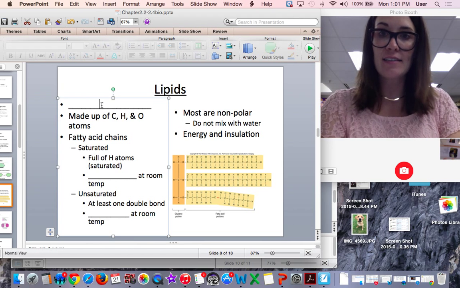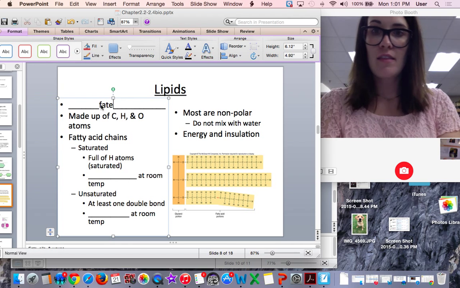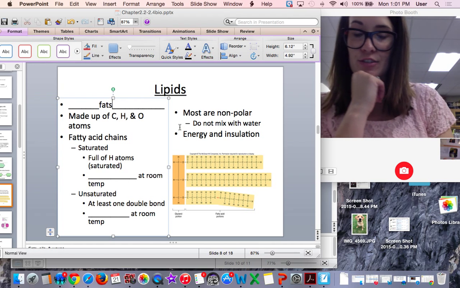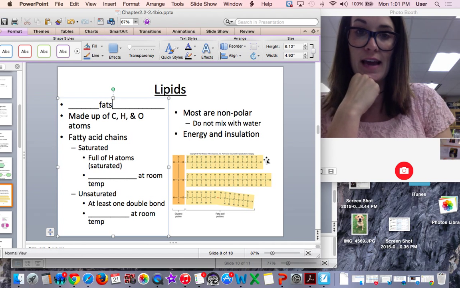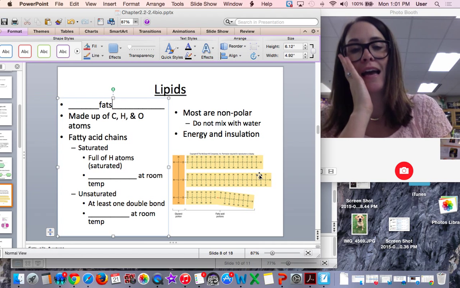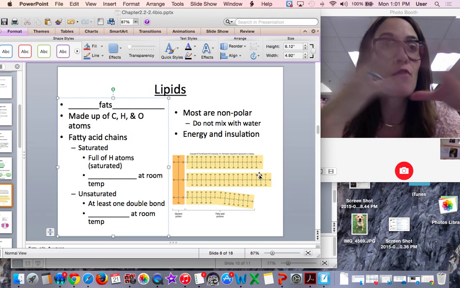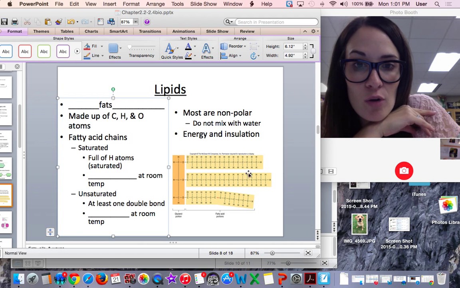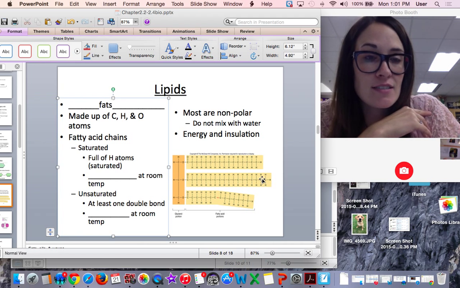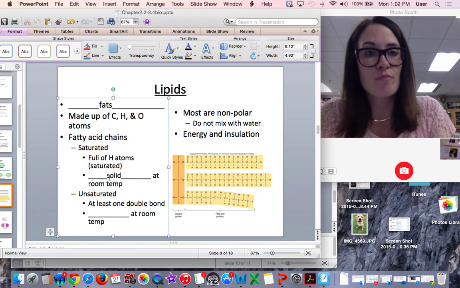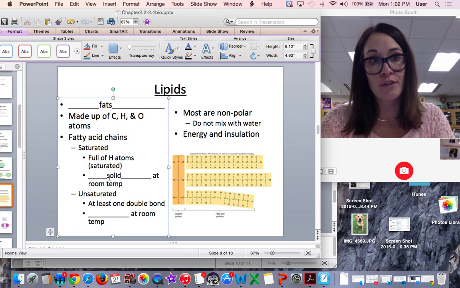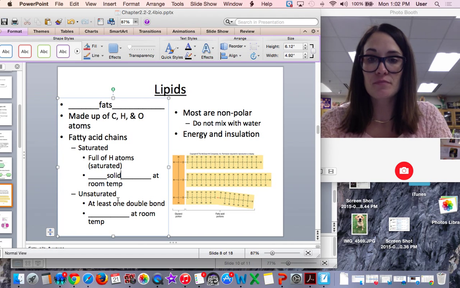Lipids are fats. They are also made up of carbon, hydrogen, oxygen, but not in the same proportion. The fatty acid chains can either be saturated, like you can see here, and saturated just means full of hydrogen, meaning there's no more room for hydrogens to bond to carbon. Saturated fats are solid at room temperature, like butter, for example.